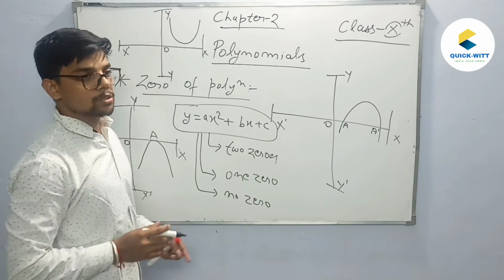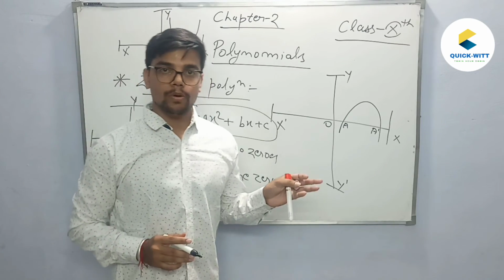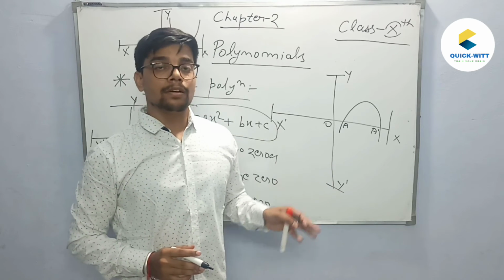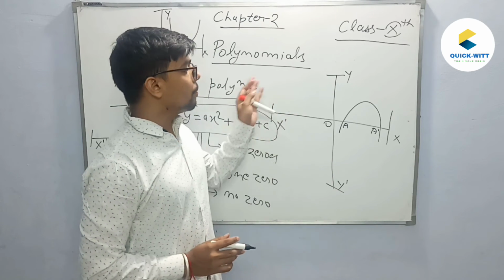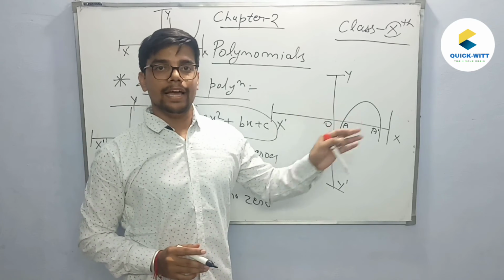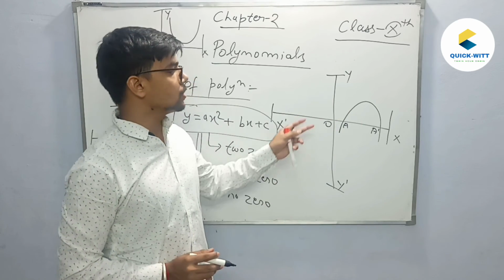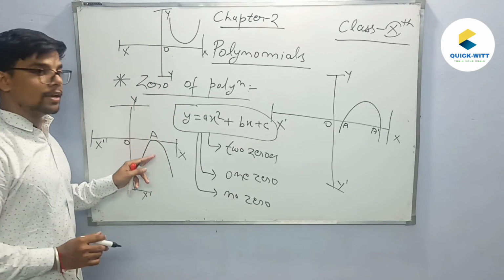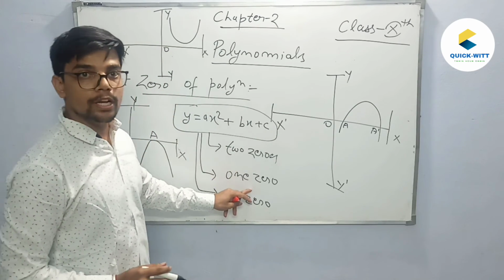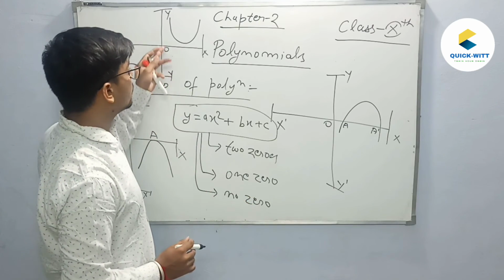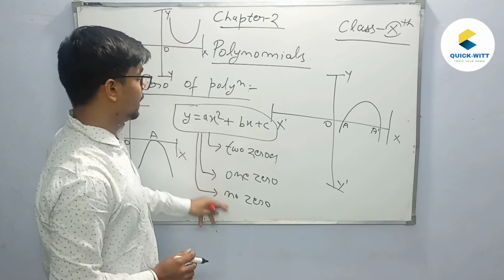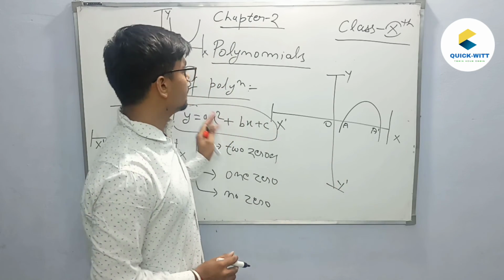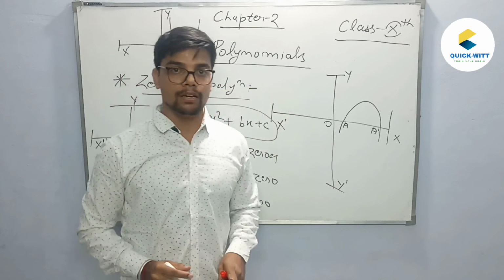So actually what is going on is, the zero of a polynomial indicates where the graph cuts the x-axis. If it cuts at 2 points, we get two zeros. If it cuts at only 1 point, then we get only 1 zero. If it doesn't intersect the x-axis, then we get no zero. So this is the basic thing about zero of a polynomial.